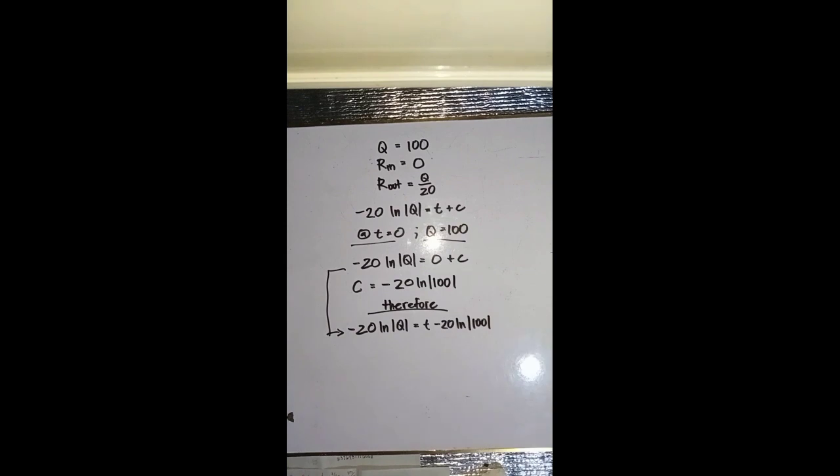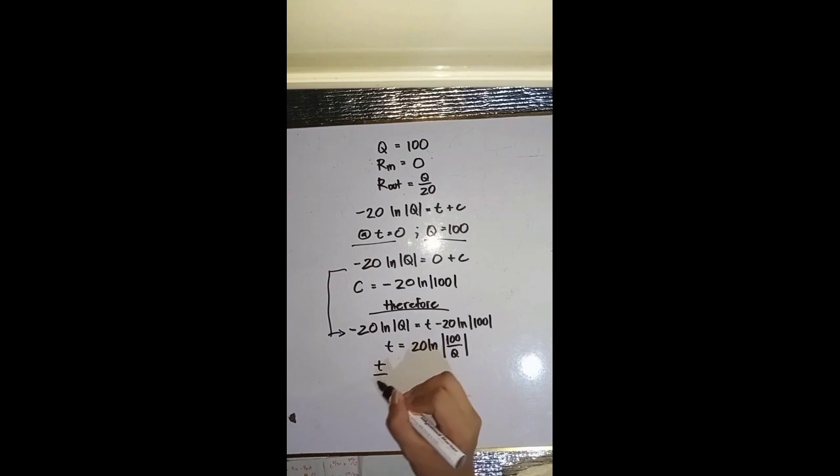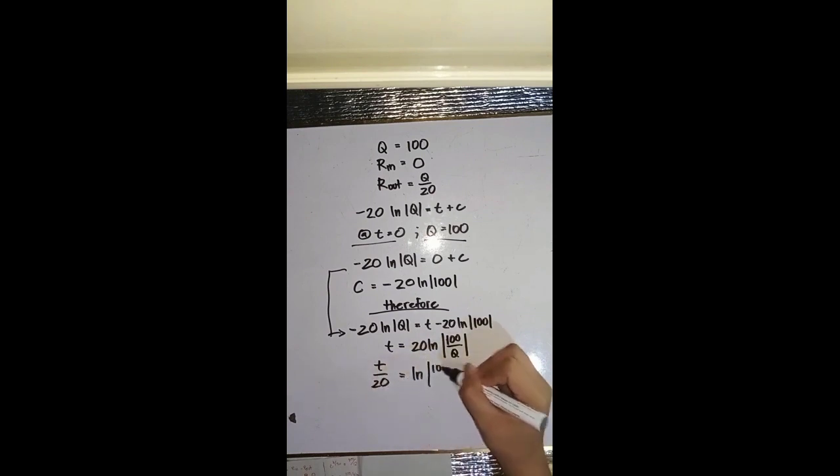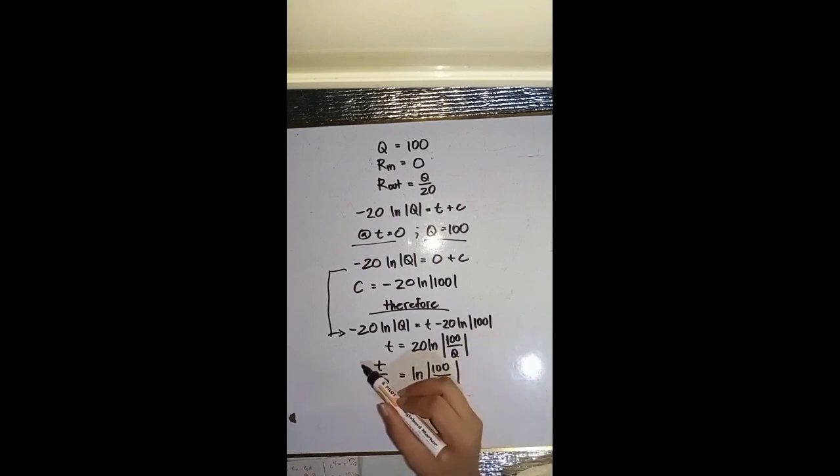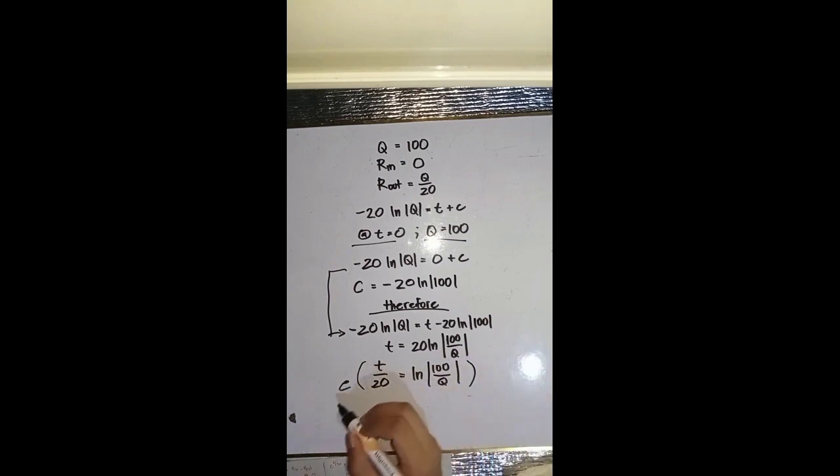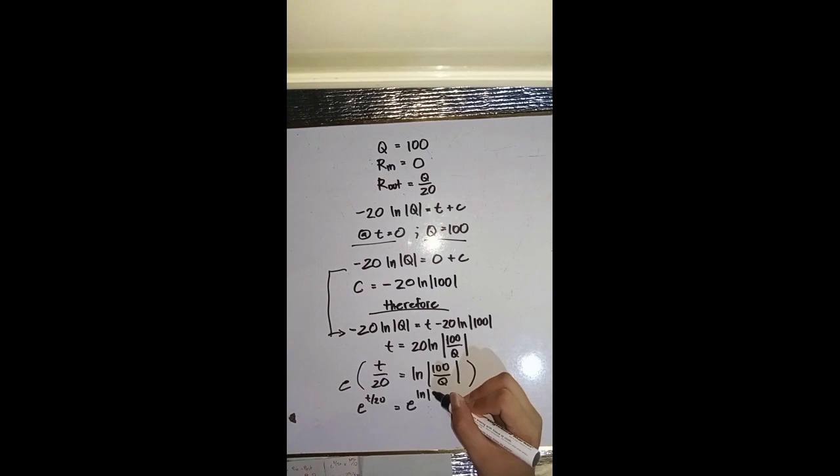After this, we can simplify the equation. t is equal to positive 20 ln of 100 over Q. Then t over 20 equals ln of 100 over Q. Now this can be raised as a power of e to simplify. So e raised to t over 20 equals e raised to ln of 100 over Q. Now we can cancel out e and ln, so e raised to t over 20 equals 100 over Q. So this is our new equation.